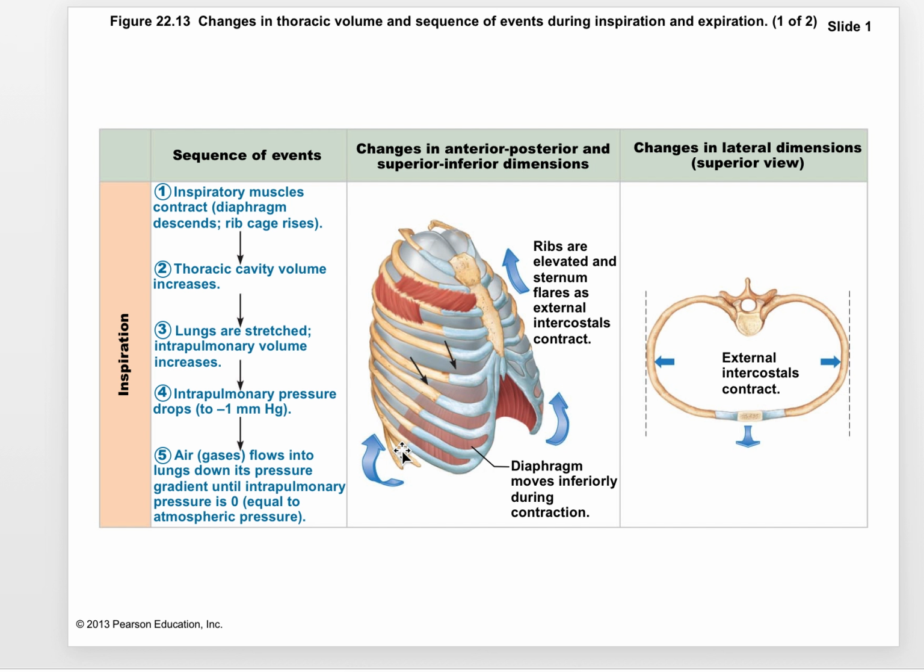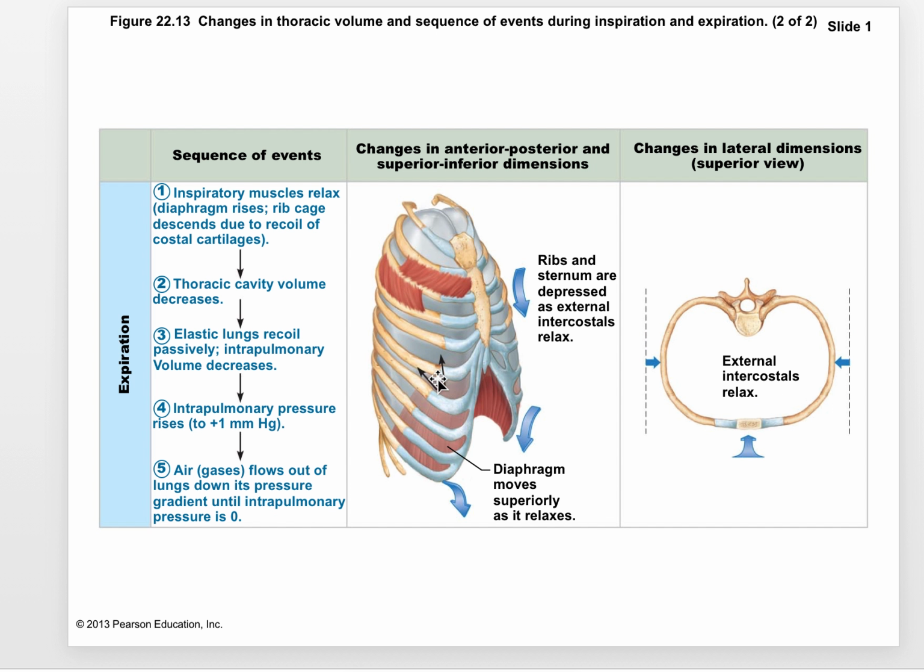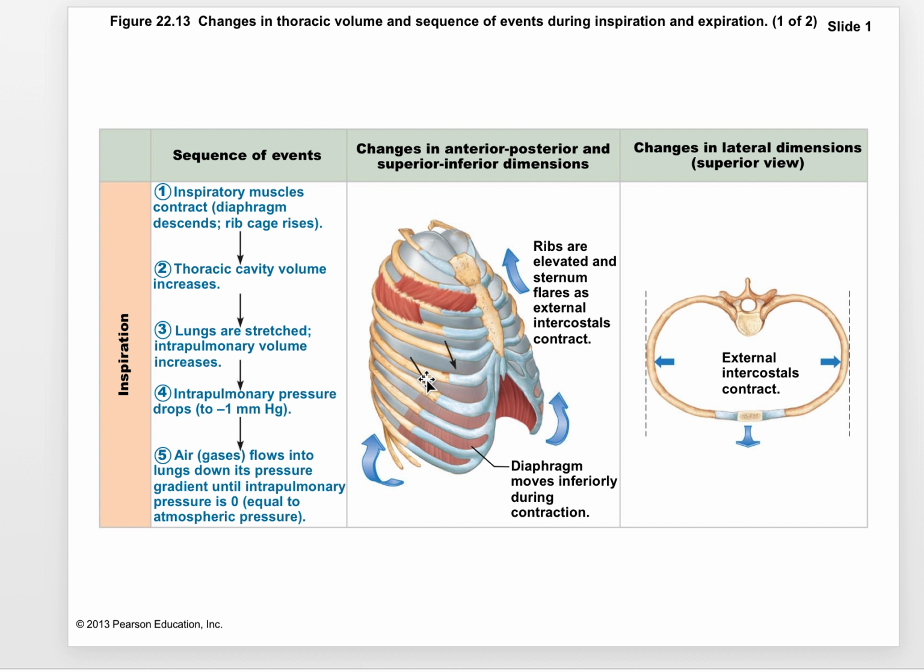This shows a sequence of events of inspiration and expiration. Let me go back. In inspiration, inspiratory muscles contract. This is the diaphragm and the intercostal muscles, causing the rib cage to rise and the diaphragm to descend. The thoracic cavity volume increases. The lungs are stretched. The intrapulmonary volume increases. The pressure in the lungs drops to -1 millimeters of mercury, and therefore air flows from the outside air pressure into the lungs down a pressure gradient.